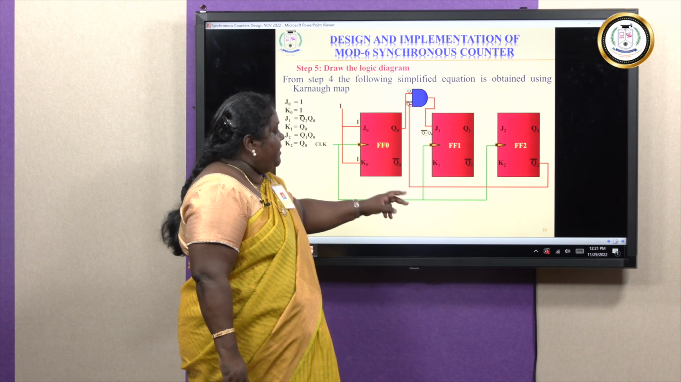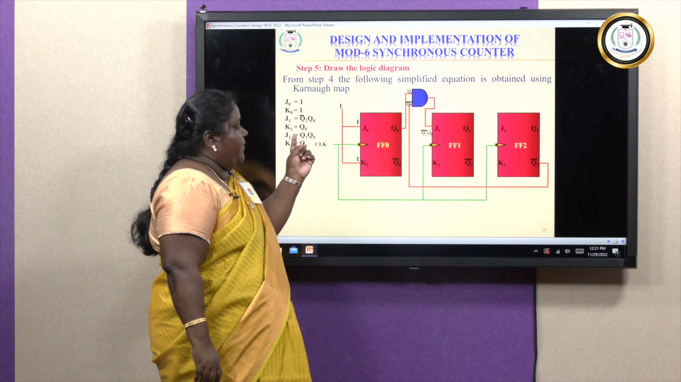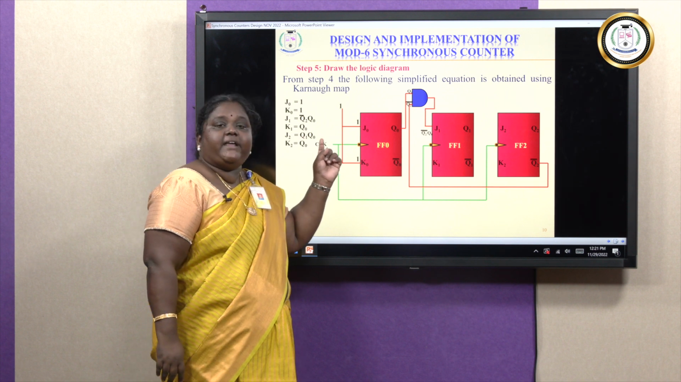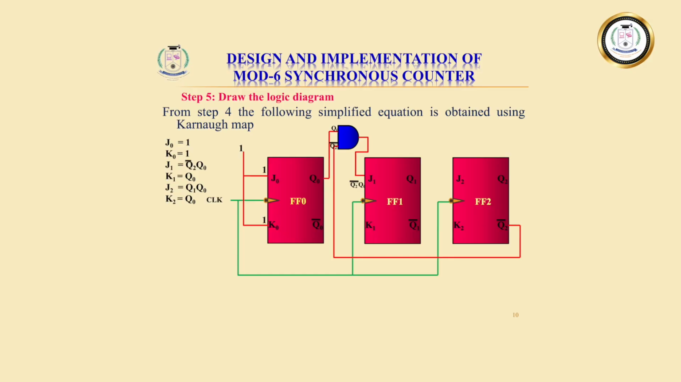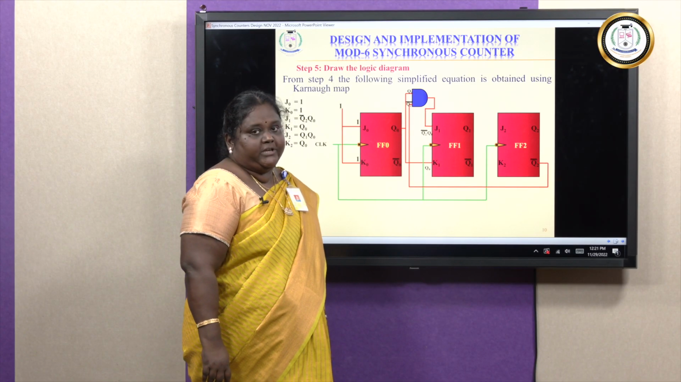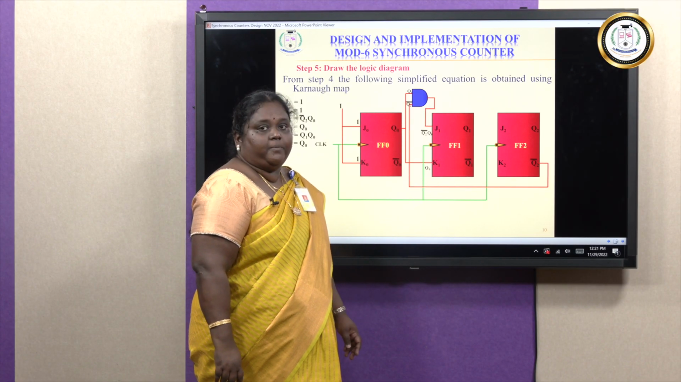Now, in a similar way we will do it for K1. The simplified expression for K1 is going to be Q0. Where is Q0? Q0 is available here. Therefore, you can directly connect Q0 to K1. So we have completed giving the input combination for the second flip-flop.